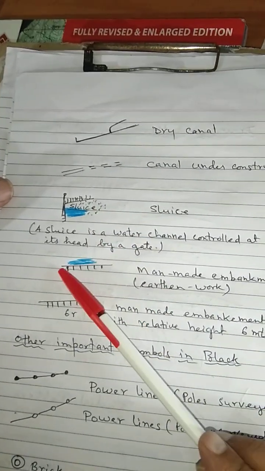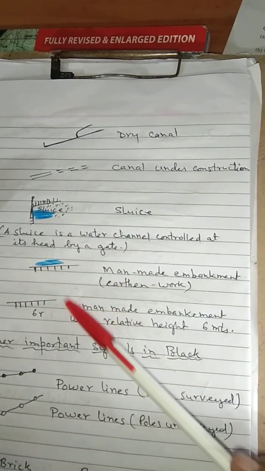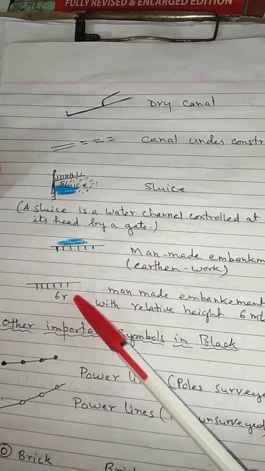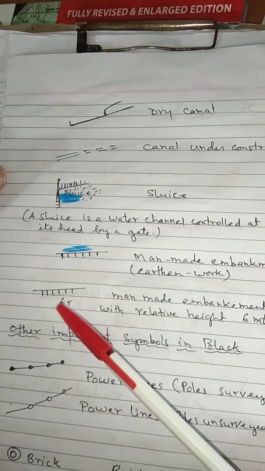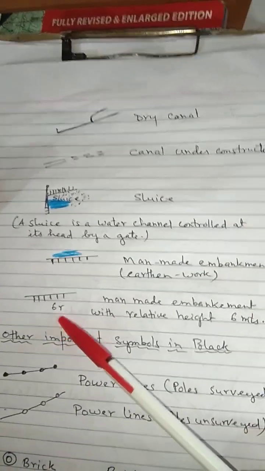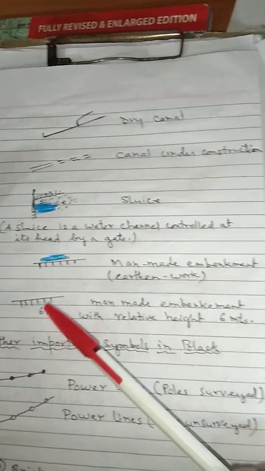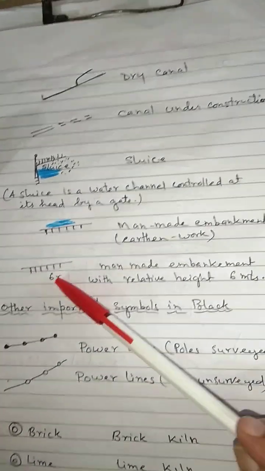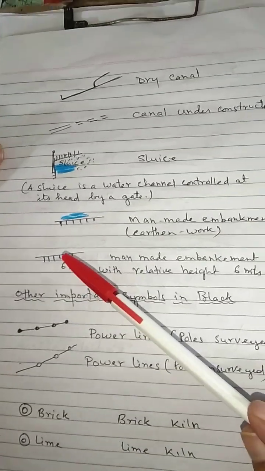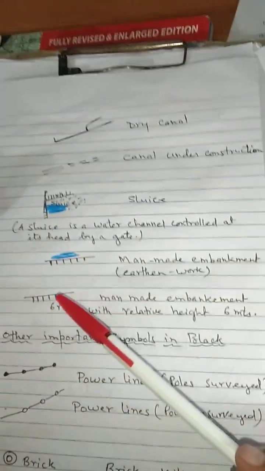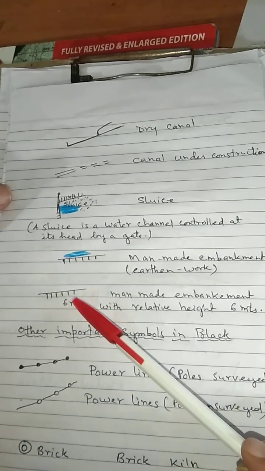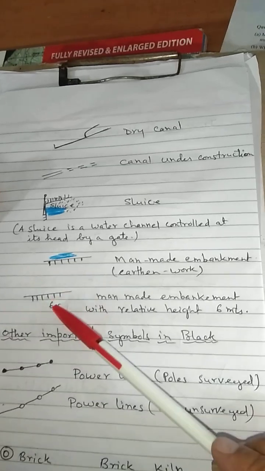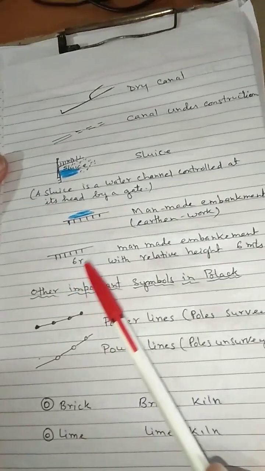And this is an earthwork, man-made embankment. A man-made embankment with a relative height of 6 meters. If it is in black color, it is a height. 6R, 3R, 4R, 5R. Whatever is written in black color, it is the height of the particular symbol near which it is written. If it is written near a sand dune, it will be a relative height of a sand dune. If it is written near a man-made embankment, it is a relative height of a man-made embankment. If it is near a river body, it is a relative height of the bank of the river. So that 6R is important.